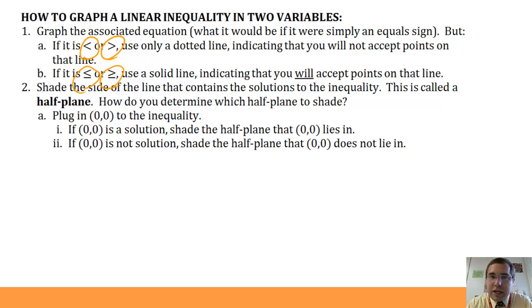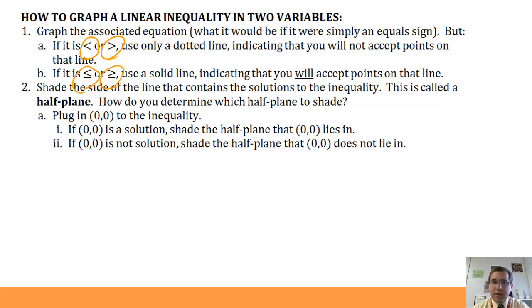How do you determine which half plane to shade, whether you're going to shade above or below? Well, plug in the point 0, 0, the origin, into the inequality. Plug in 0 for x and 0 for y. If 0, 0 is a solution, if the inequality is true when you plug in 0, 0, shade the half plane that the origin lies in, because that point needs to be in the set of solutions. If 0, 0 is not a solution, shade the half plane that the origin does not lie in.